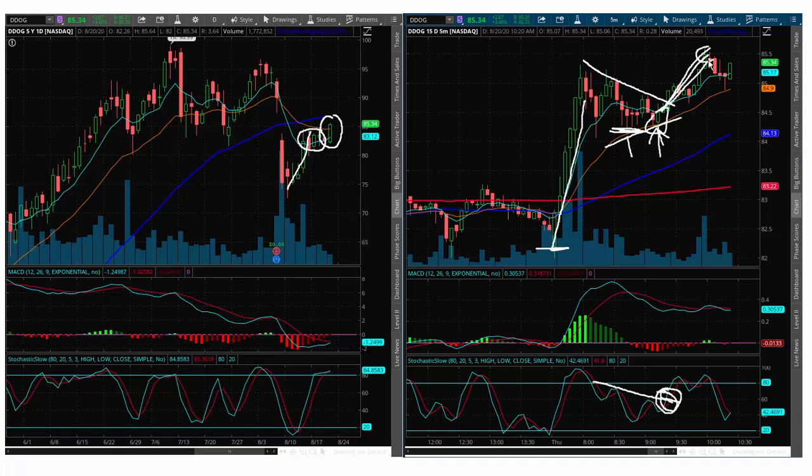Another point I want to make is that you'll notice a lot of these trades are with a lot of the popular stocks that you've probably been swing trading.